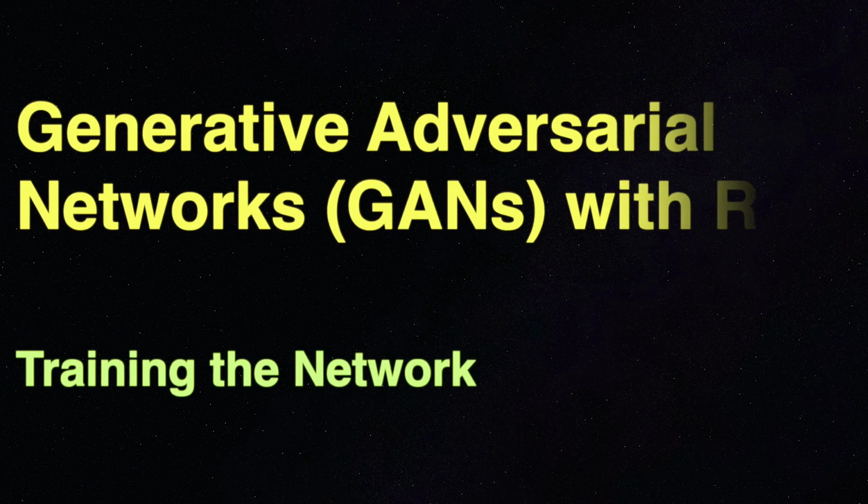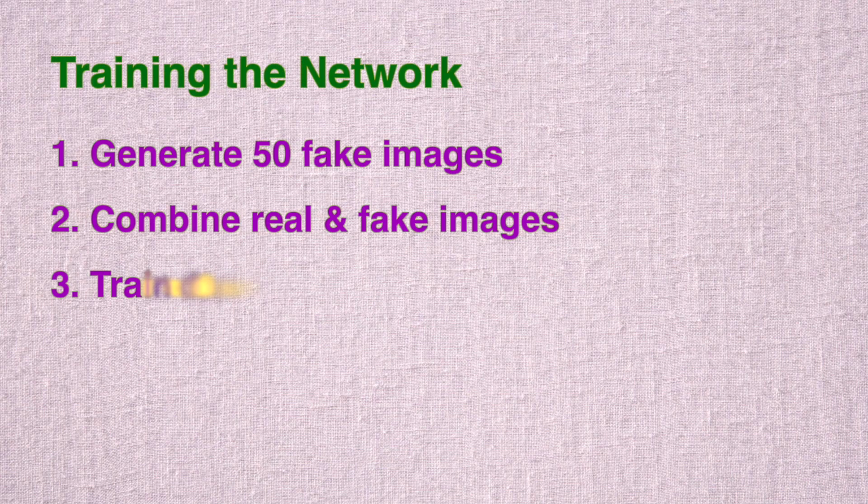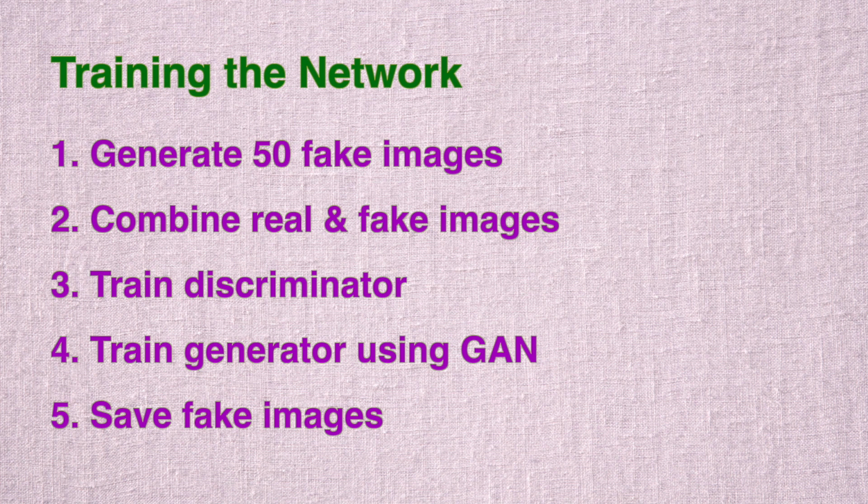Hello and welcome back. In this video, we'll go over steps for training the network. The process of training the network is broken up into five steps, starting with the generation of 50 fake images. And then we combine real and fake images, train the discriminator, and then train the generator using GAN, and also save some of the fake images so that we can look at them and see how the training has proceeded.